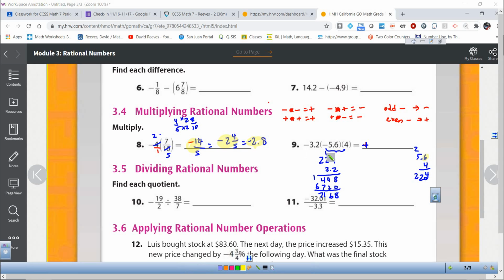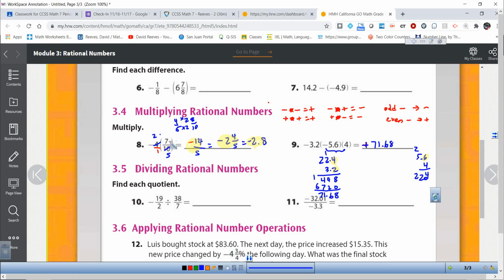All right, and we get 7168. And we look at how many digits are after the decimal, and it's 2, and we get 71.68. Again, if you estimated 22 times 3, that would be 66. So I know it has to be in that ballpark, so it makes sense that the decimal would be there.